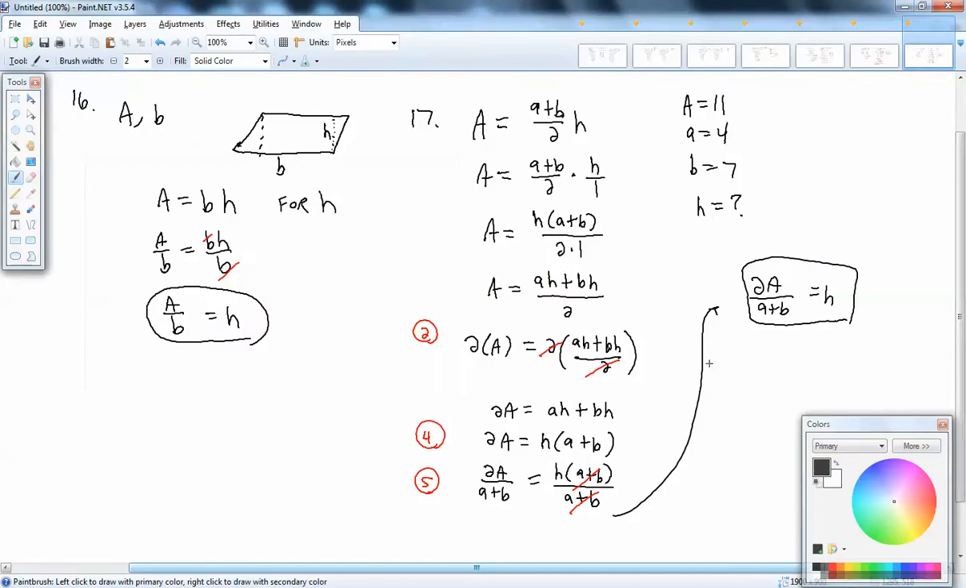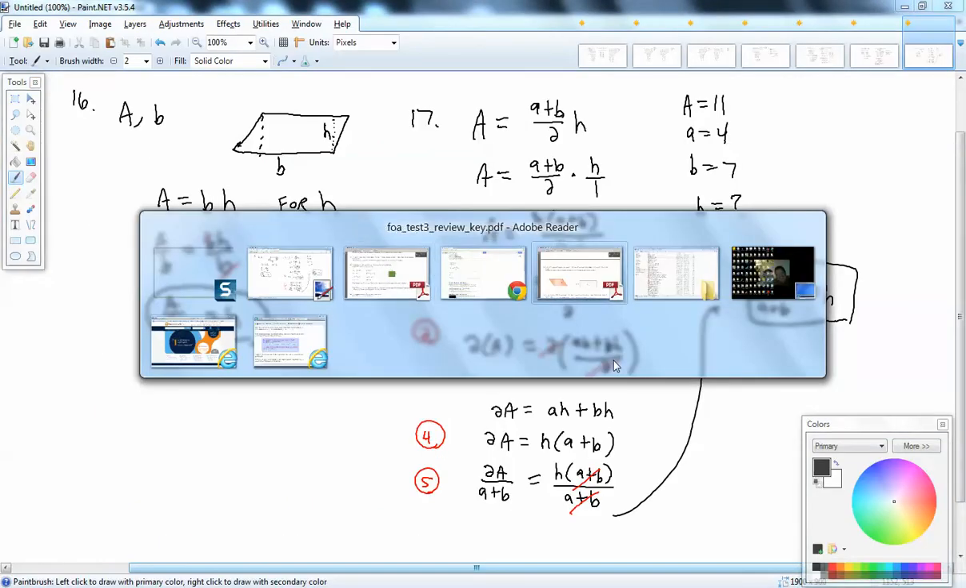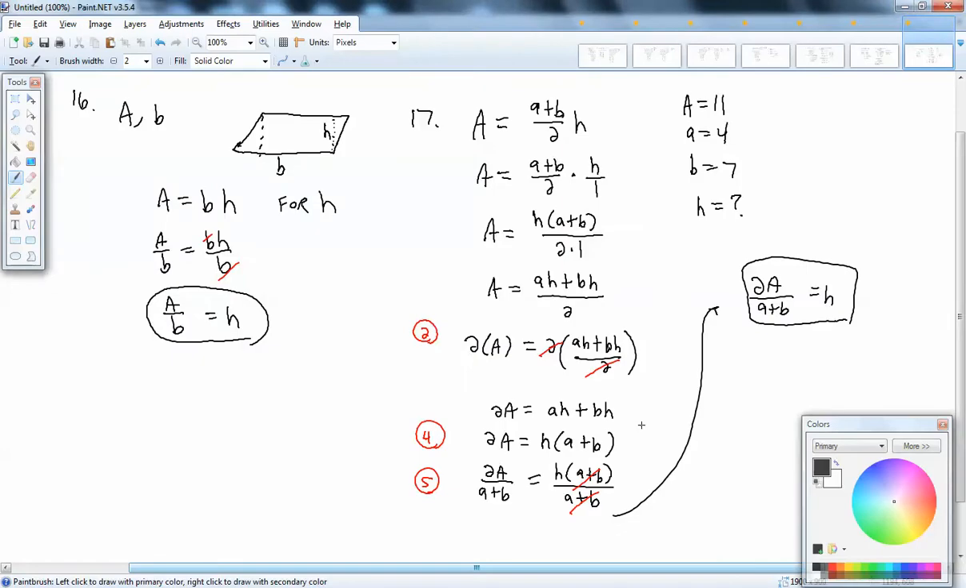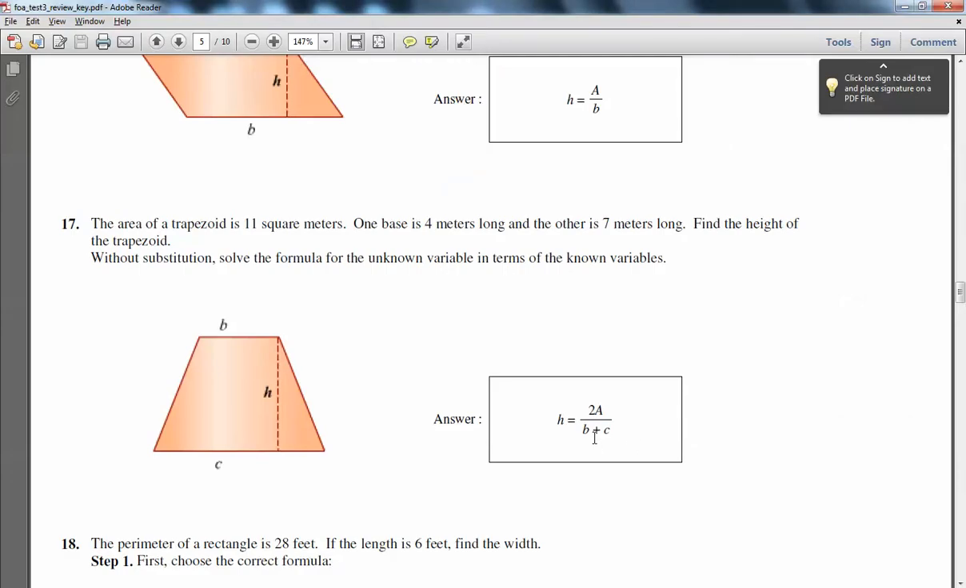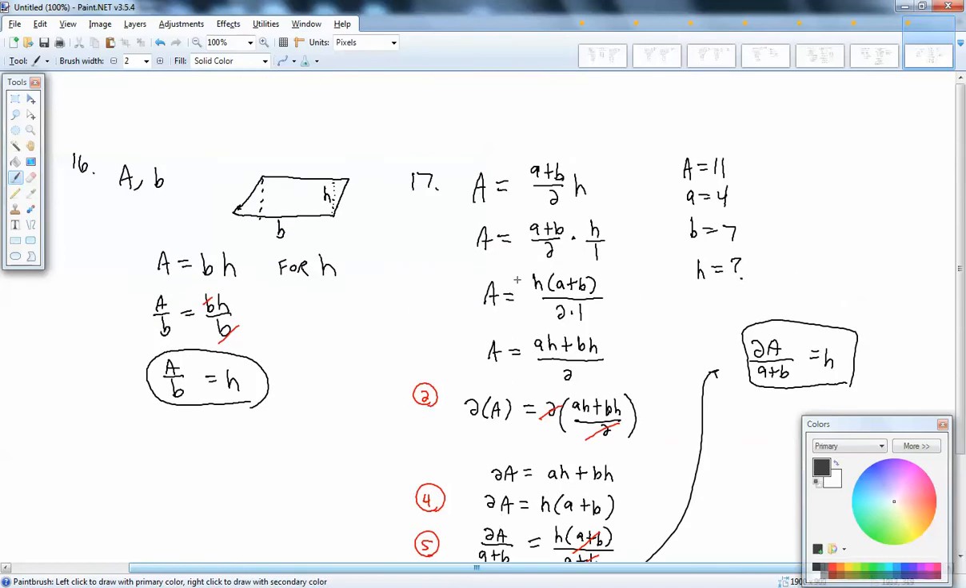Let's go check. If I can get back to the answers here. H is equal to 2a. Different variable, but same idea. They used b and c, where I used a and b from that Google picture. But anyway, we got the right answer.